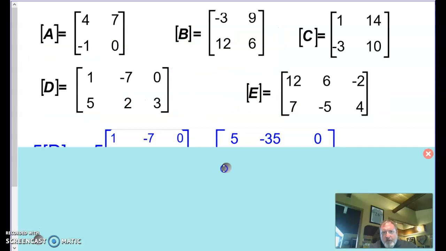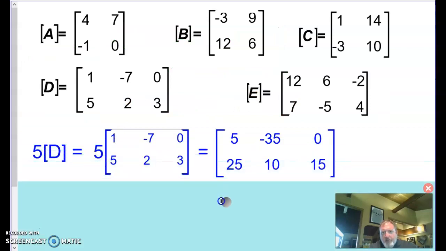All right, next page, we're going to look at some scalar multiplication. And really, all you're doing with scalar multiplication is taking whatever this number is and multiplying every number in the matrix by that number. So we took every number in matrix D and multiplied it by 5. And you can see our result here when we multiply every one of these 6 numbers by 5.